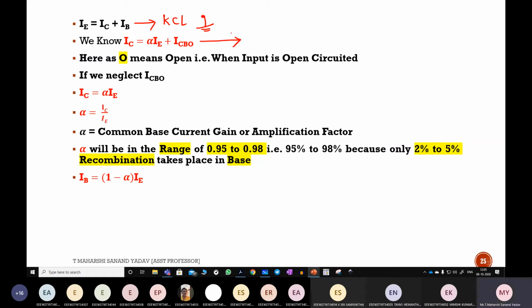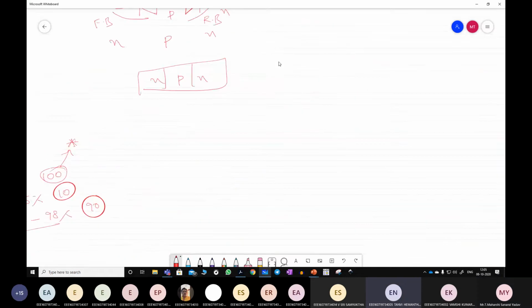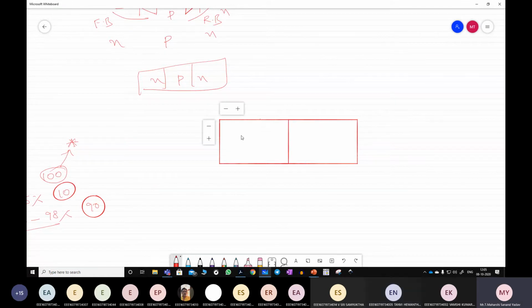IC is equal to alpha IE plus ICB naught. How I got this? This is because of the rate, again the same rate diagram. It is because of the recombination rate. This diagram is very important, so please make a note.